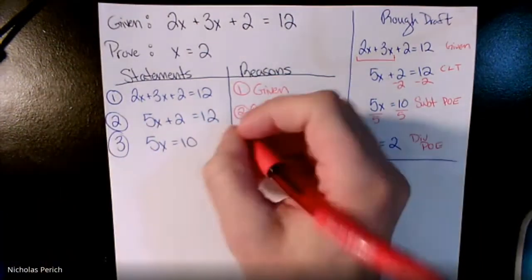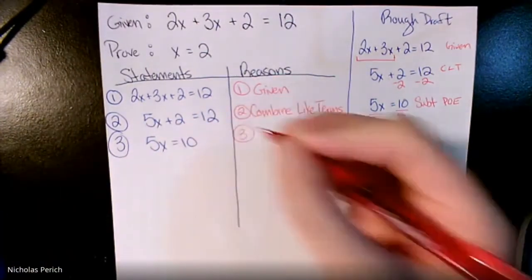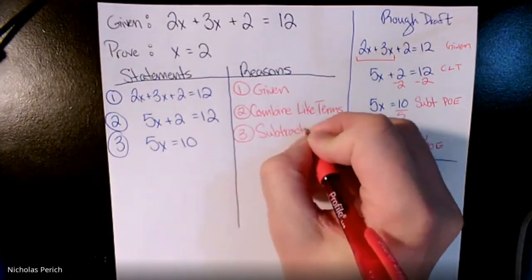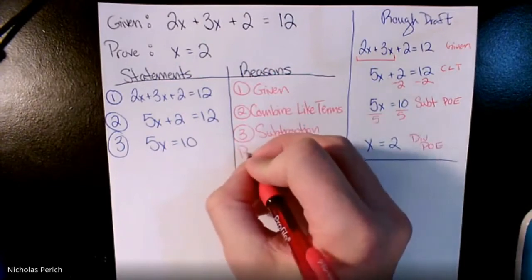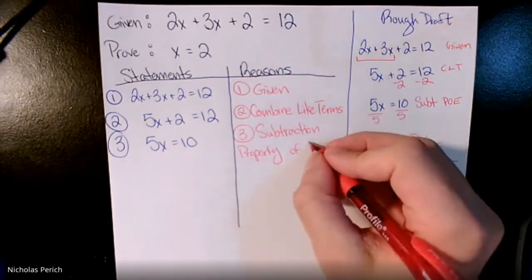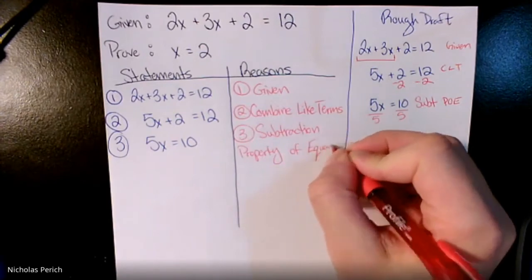How did I do that? Well, I subtracted 2 from both sides. And the reason behind that was the subtraction property of equality.